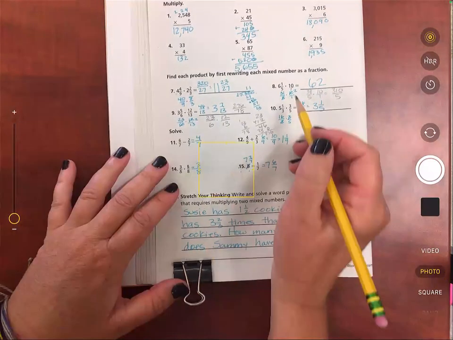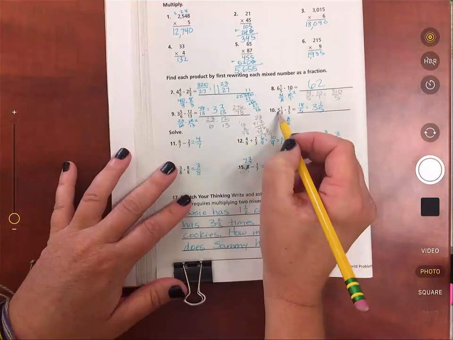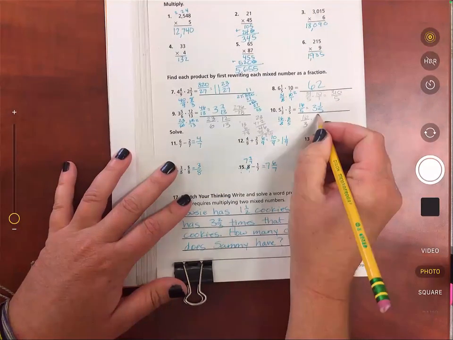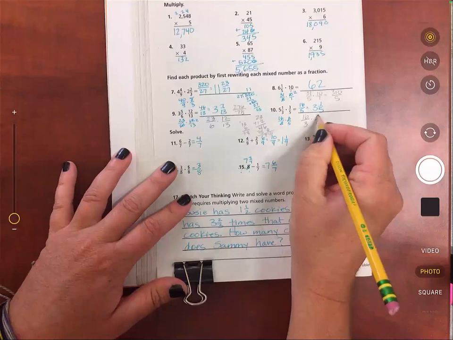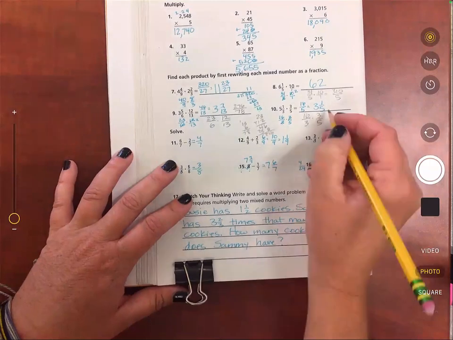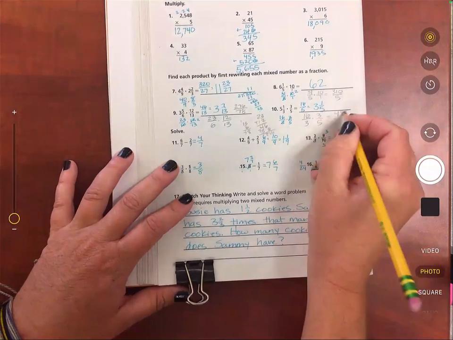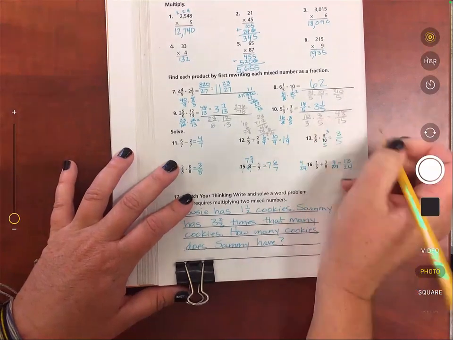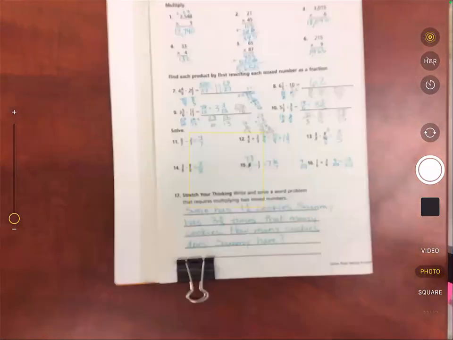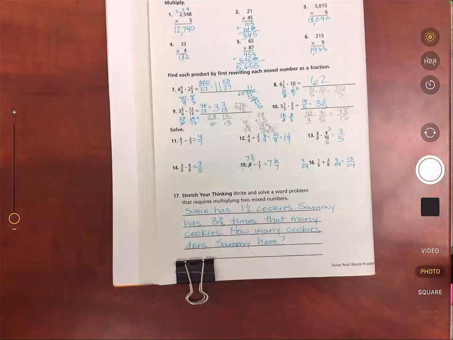And the last one, 3 times 5 is 15, plus 1 is 16 over 3 times 3/5. Again, I saw I had my 3's on the corner, so I cross-canceled those. If you didn't, that's okay. 16 times 3 is 48 over 15. When I divide 15 into 48, I should still end up with 3 1/5. Any other questions?